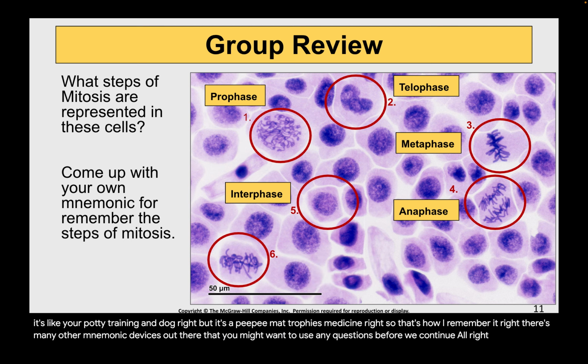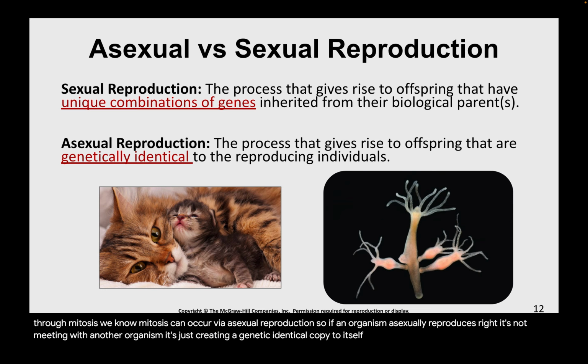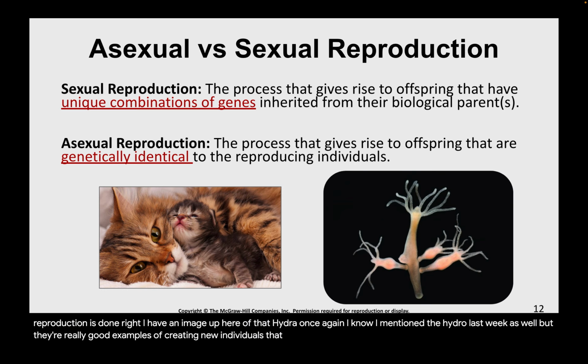All right, so we've gone through mitosis. We know mitosis can occur via asexual reproduction. So if an organism asexually reproduces, it's not mating with another organism, it's just creating a genetically identical copy of itself. So mitosis is the way that asexual reproduction is done. I have an image up here of that hydra. Once again, I mentioned the hydra last week as well, but they're really good examples of creating new individuals that will eventually break apart and become their own organisms, but they're genetically identical.